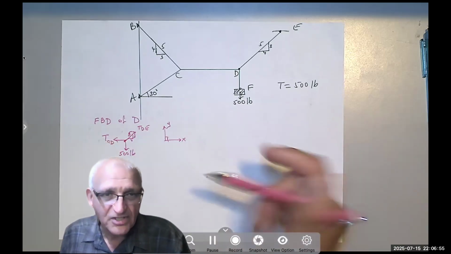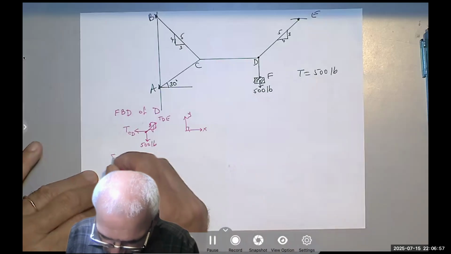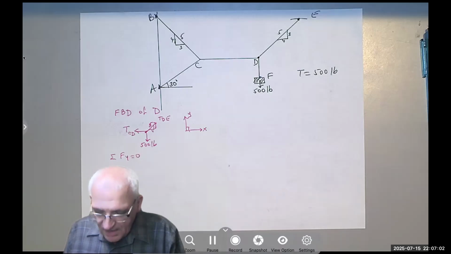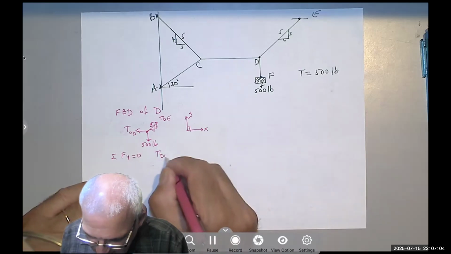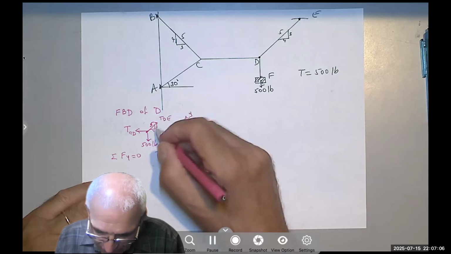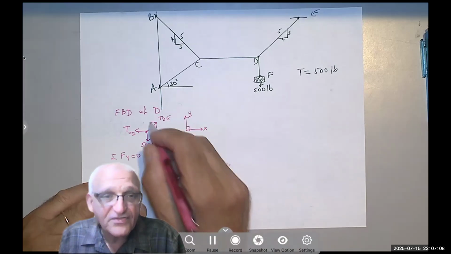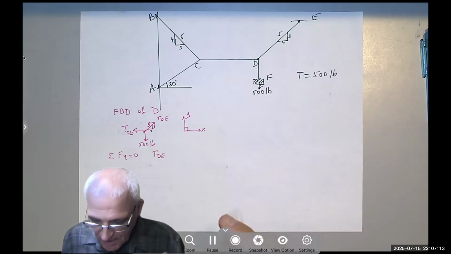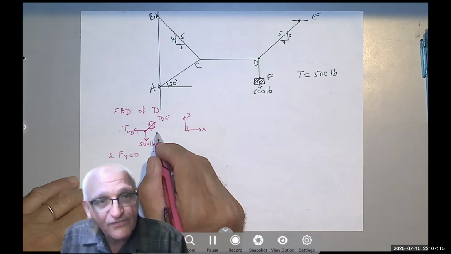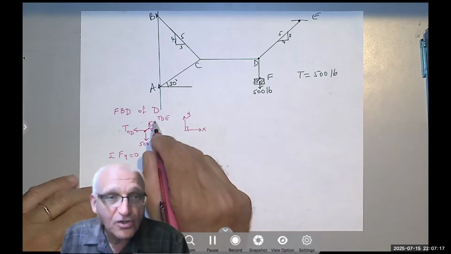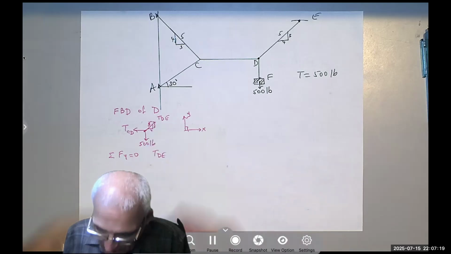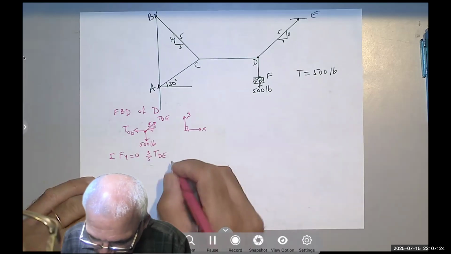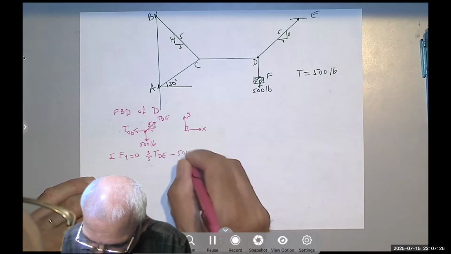So I start with the summation of the forces in the Y, like we did before. Sum of the forces in the Y equals 0. TDE is along this line, so the vertical component is 3/5 of it. That's how easy it is when you get a slope. The horizontal component is 4/5 of the force. The vertical component is 3/5 of the force. So 3/5 times TDE minus 500.